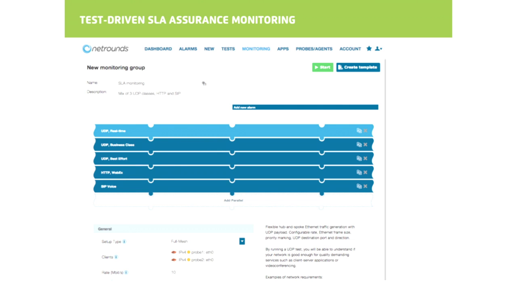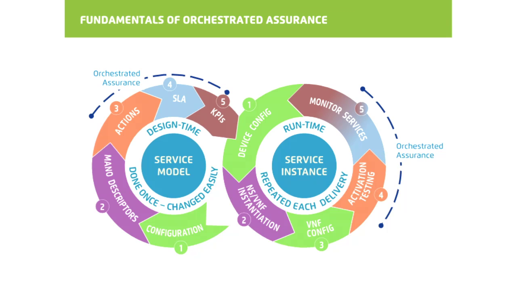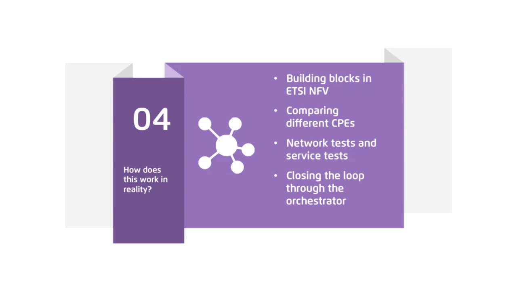So now, just going back to the circles again here on the left-hand side, we have all relevant components in the service model, ranging from the configuration and descriptors, as Stefan explained. But we also have defined the actions, SLAs and KPIs, so we can actually complete the service model. And now we can go to the right-hand side to see how we can do this in real life and do the instantiation. So let's move over to that part of the presentation.